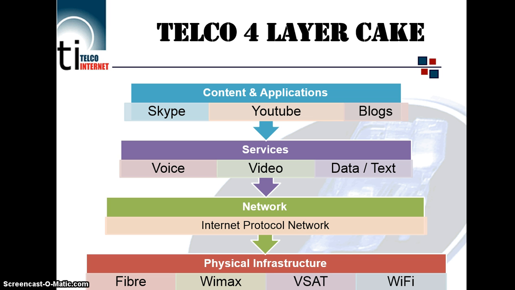On top of the Internet Protocol, or on top of the network layer, we then build on services. Services are the things that we deliver to customers, such as voice, video, and various kinds of data or text. On top of the services, you can then package the services into what's called content or applications. Some examples of content and applications commonly found on an internet network are things like Skype, YouTube, blogs, webs, all sorts of services or content and applications that customers come to the internet to access.